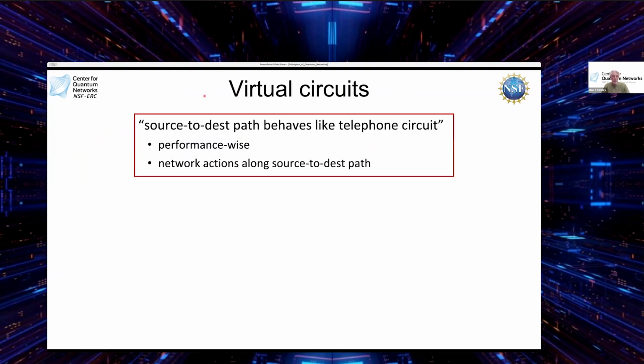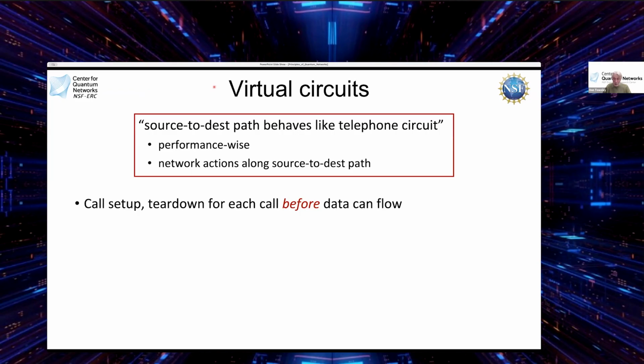So let's start with a virtual circuit. You can think of it as the following. We have a packet switched network, but what we want is that the source to destination path behaves in some way like a telephone circuit, as if you were doing circuit switching. We would expect this performance-wise and in terms of the kinds of actions the network would provide along the source destination path.